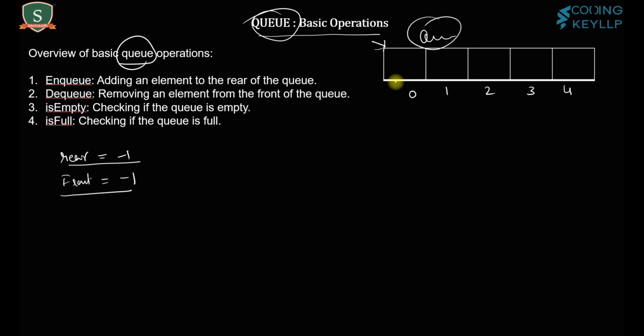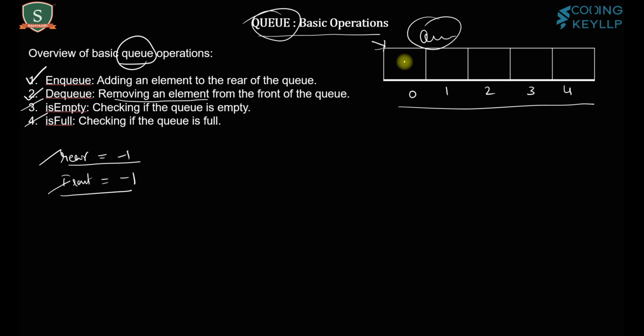Inserting or adding an element into the queue is called enqueuing, and deleting or removing an element from the queue is called dequeuing. If the queue is empty, the rear and front values are -1. Similarly, if the queue is full, we will take the support of the rear and front values. Let us see how it happens.